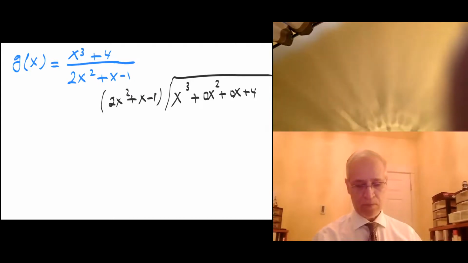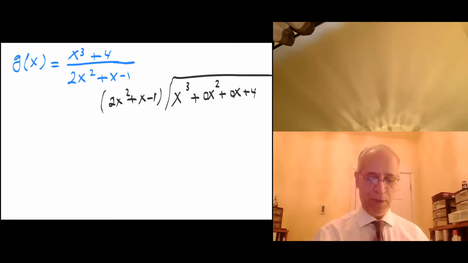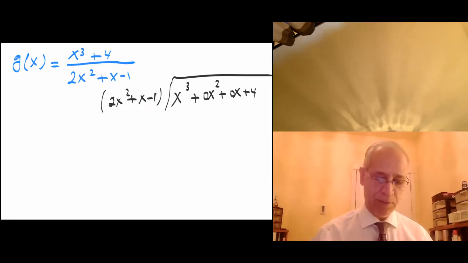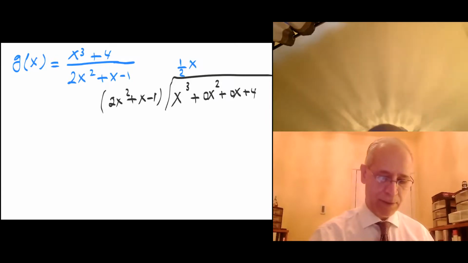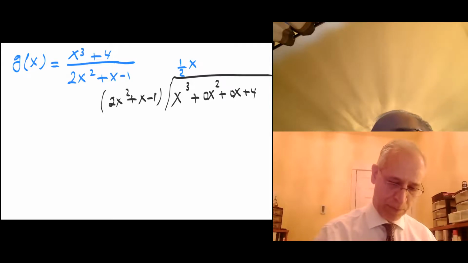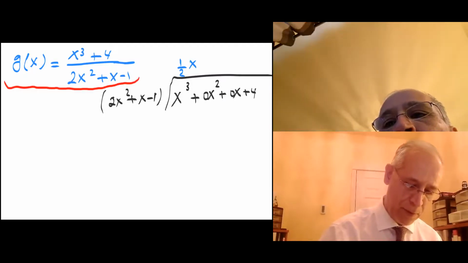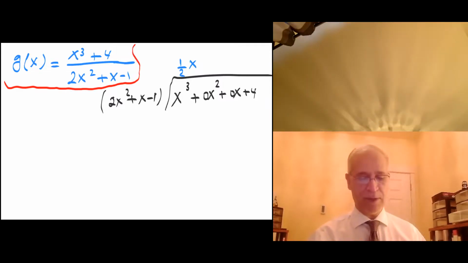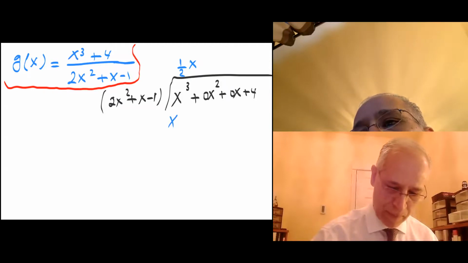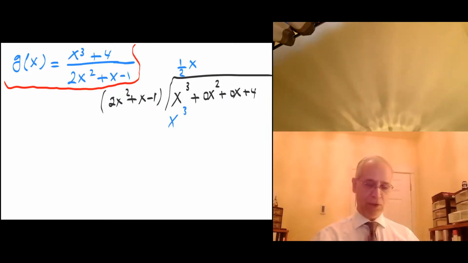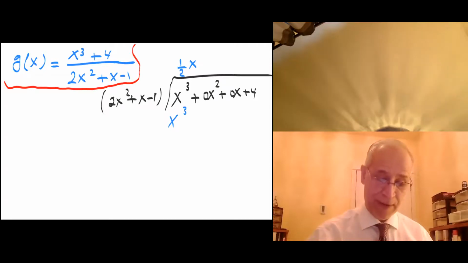So what do I need here? What number times 2 gives me 1? That's 1/2 x. Okay. So 1/2 x times 2x squared gives me x cubed. 1/2 x times x gives you 1/2 x to the second.